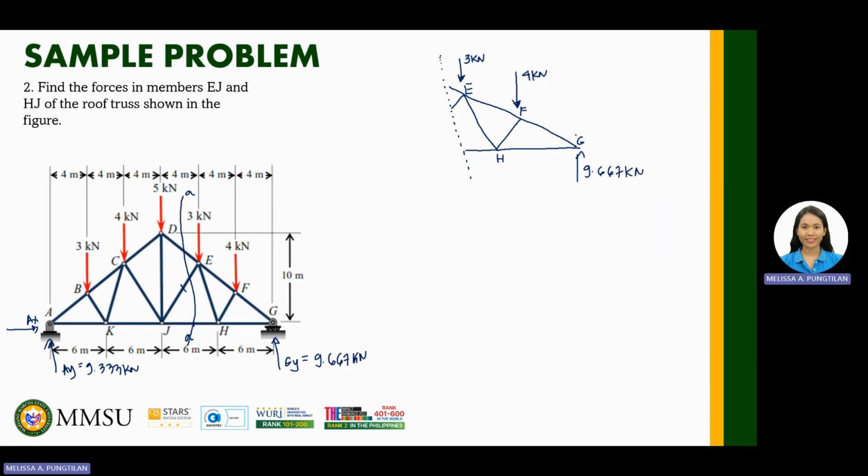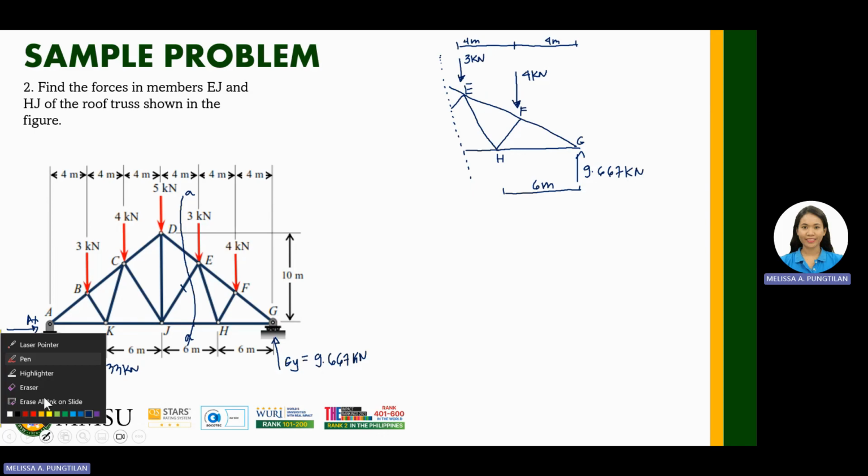What else? Okay, the dimensions. We need the dimensions here. This is 6 meters, right? 6 meters. Tapos, this one, 4 meters. Another 4 meters. Okay. Then, reflect na natin yung mga internal forces of the members. So, here, meron tayong... Sige. Dugtong na lang natin para makita natin later on kung saan tayo magmumove.